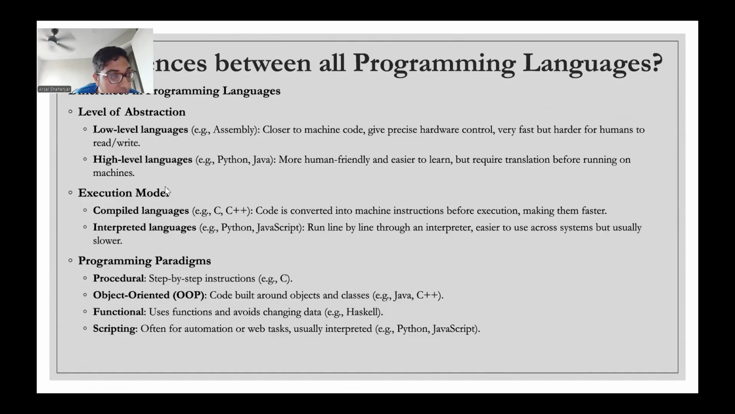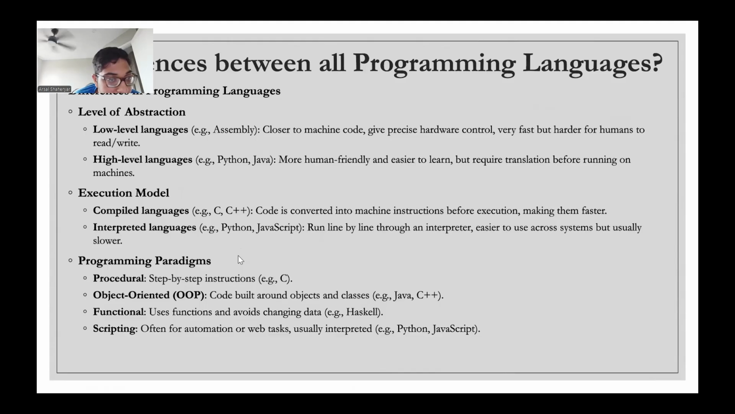Execution model. In compiled languages like C and C++, code is converted into machine instructions before execution, making them faster. Interpreted languages like Python and JavaScript run line by line through an interpreter, easier to use across systems but usually slower. And lastly, programming paradigms.